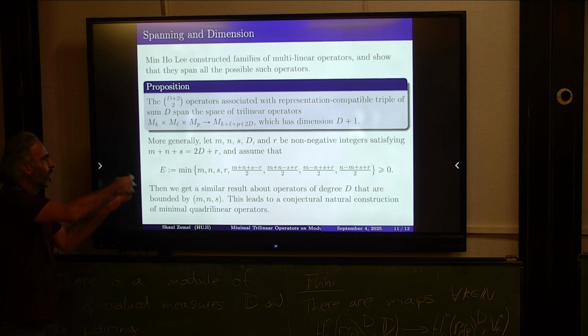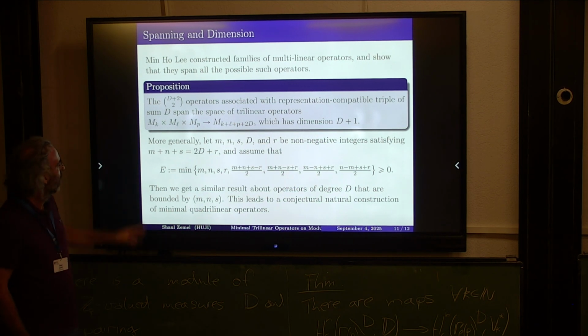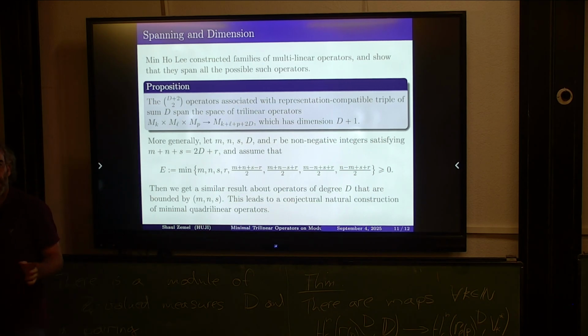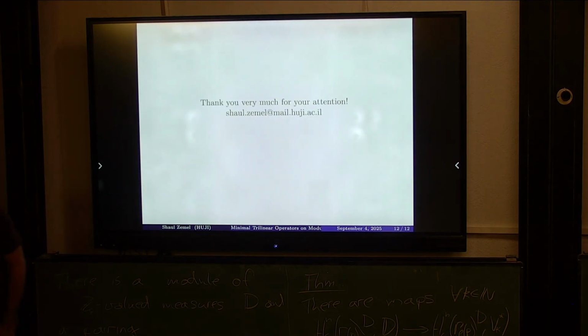This can be generalized to some other parameters that we want to use to say something about quadrilinear operators, and it gets significantly more complicated. Some of them we know how to construct, but not all of them. And yeah, and I will finish here.